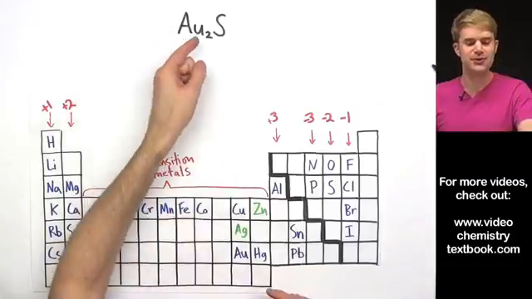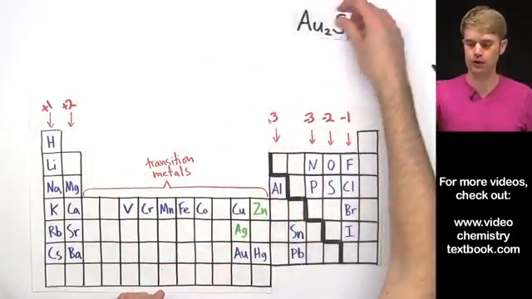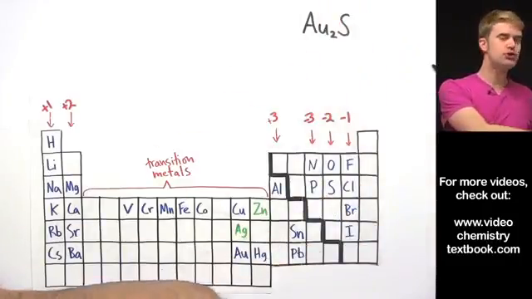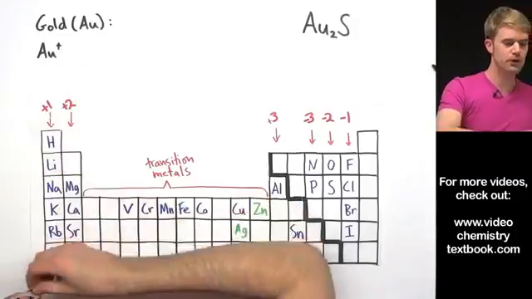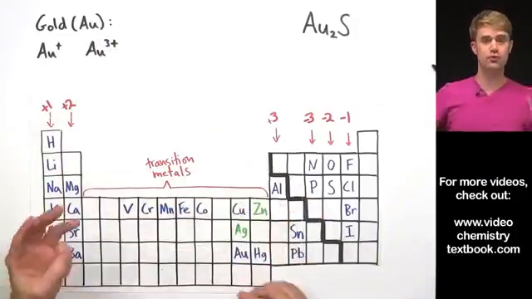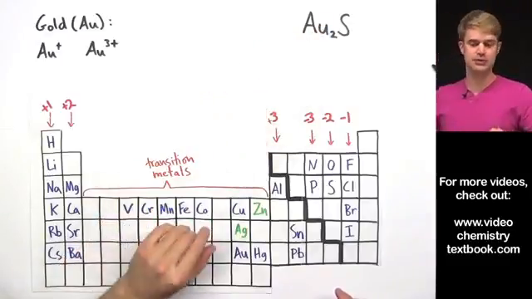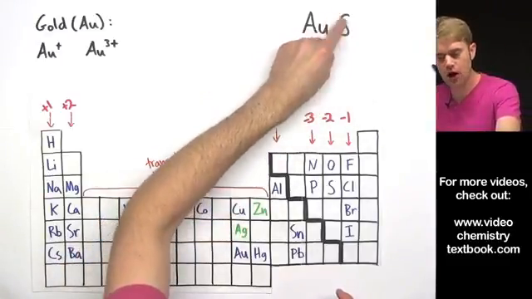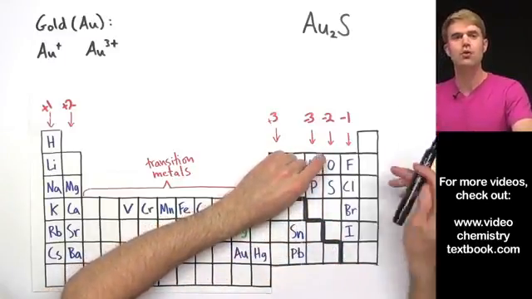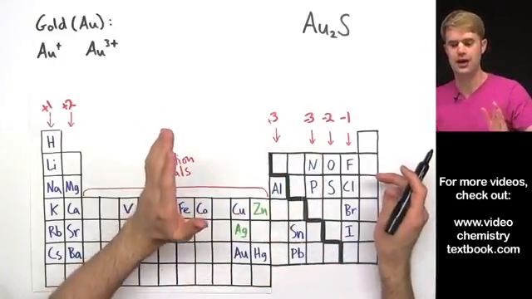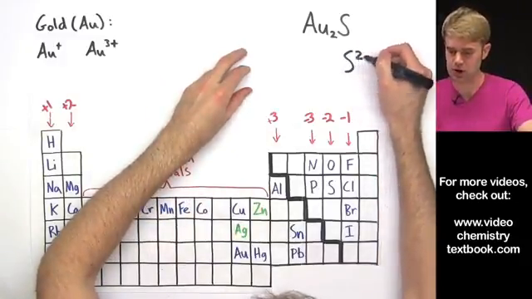Okay, Au2S. So Au here is gold. And gold is able to make 2 different types of ions. Gold can make Au+ and Au3+. So we've got to figure out what charge this Au has. We'll focus in on S. S is in this column of the periodic table, which means that it always has a charge of 2-. So here we've got S2-.